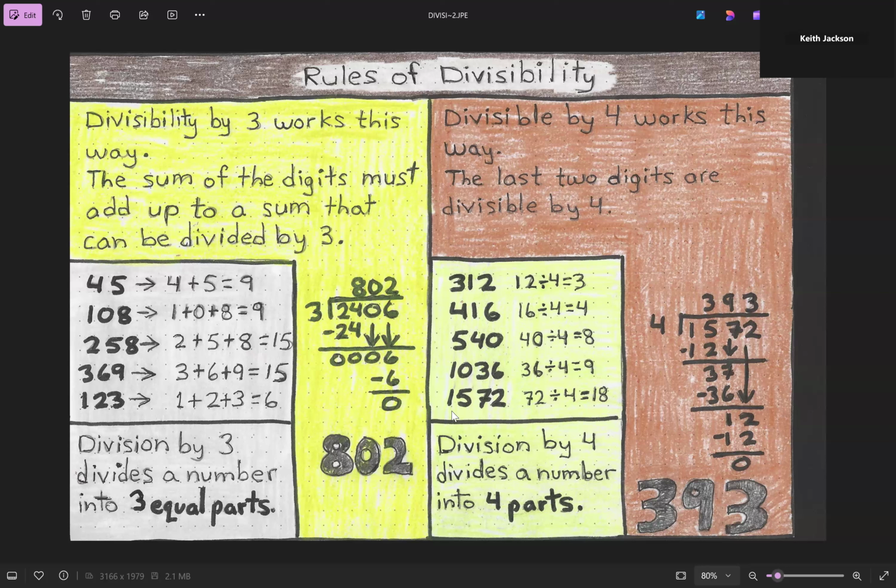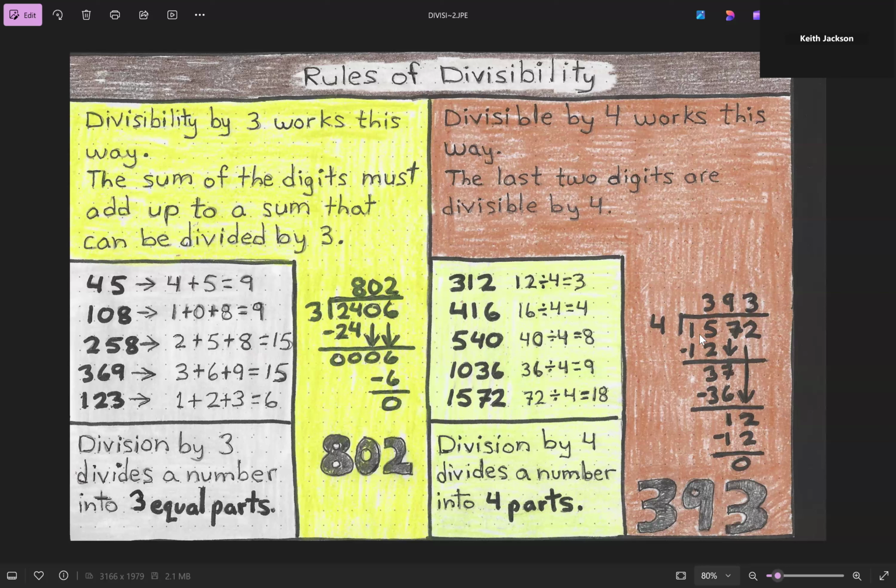And of course, 1,572, well, that's going to be divisible by 4. The 72 part of it is that way because we know that 72 divided by 4 will give us 18. And let's go ahead and test this one out. Let's put 1,572 in the division box and divide it by 4, see what happens.